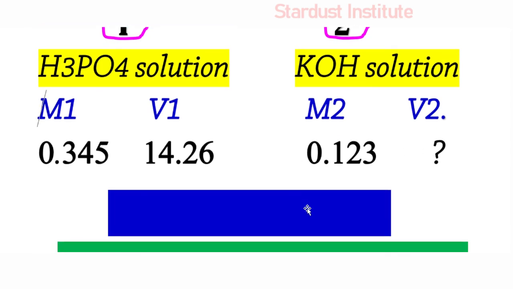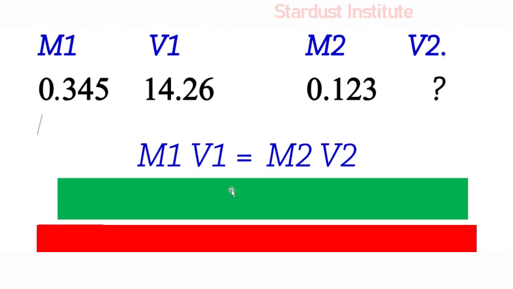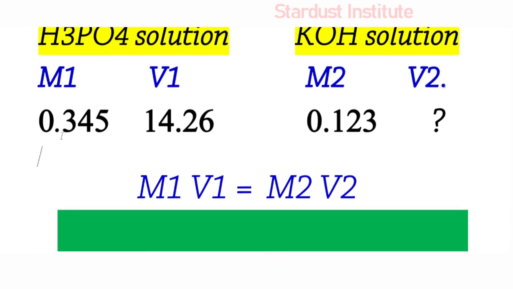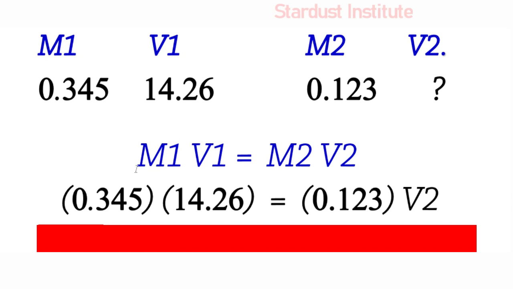Now we can create an equation like this: M1V1 equals M2V2. On the left hand side and right hand side, units are same. We can substitute these values into this equation. Let's substitute them. M1 is 0.345, V1 is 14.26, M2 is 0.123, V2 we don't know.